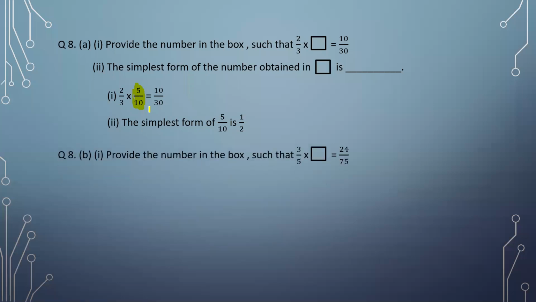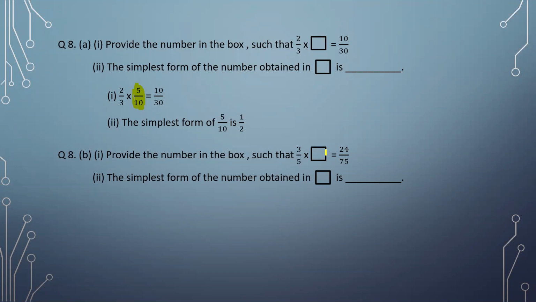And in the same way, the second question is there. Provide the number in the box such that 3 into 5 into the box is equal to 24 upon 75. So again, do the same thing.